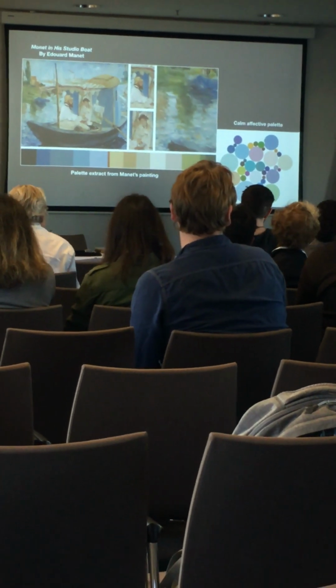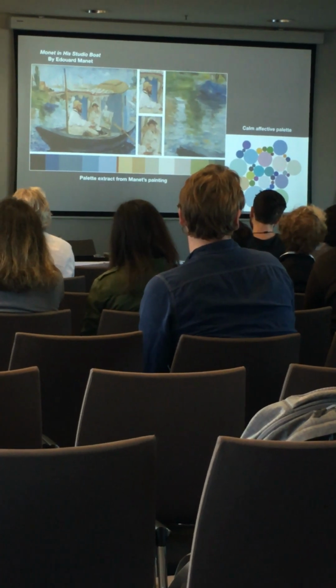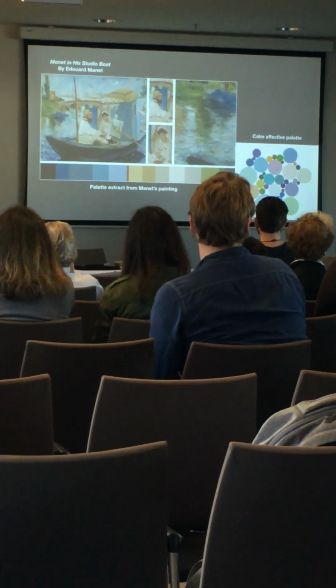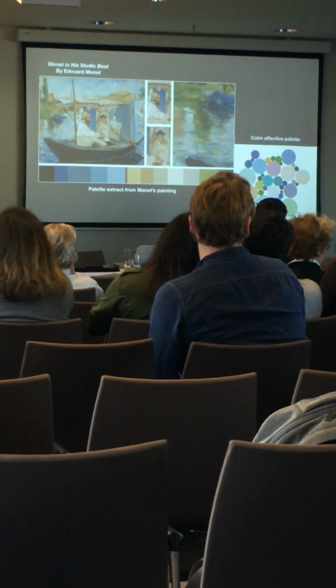So this is a painting. It's Monet in his studio boat, and on the right-hand side, you see an example from the affect color theory, which I'm going to show you later.